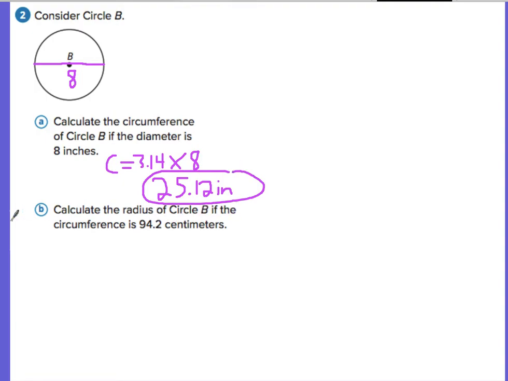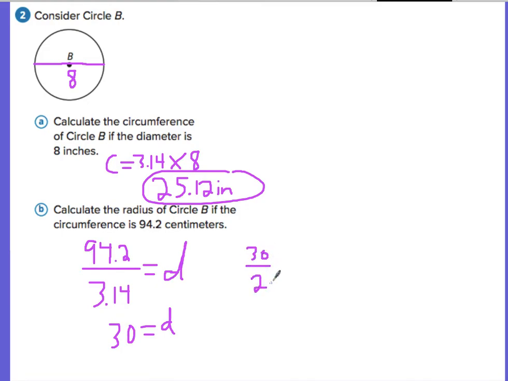Calculate the radius if the circumference is 94.2 centimeters. So we have the circumference. Remember, if we do circumference divided by pi, that's going to give us our diameter. So first we're going to find diameter, and then we can find radius. 94.2 divided by 3.14. So here we get D equals 30, so that's our diameter. Remember that radius is half of that, so showing my work, 30 divided by 2, I'm going to get 15, and that's centimeters for part B.